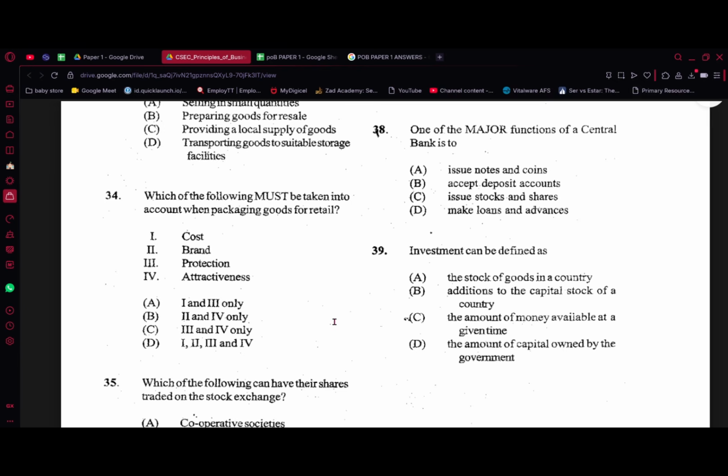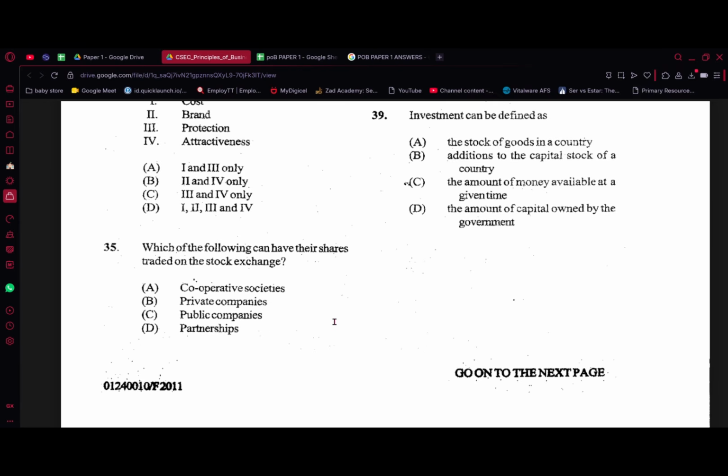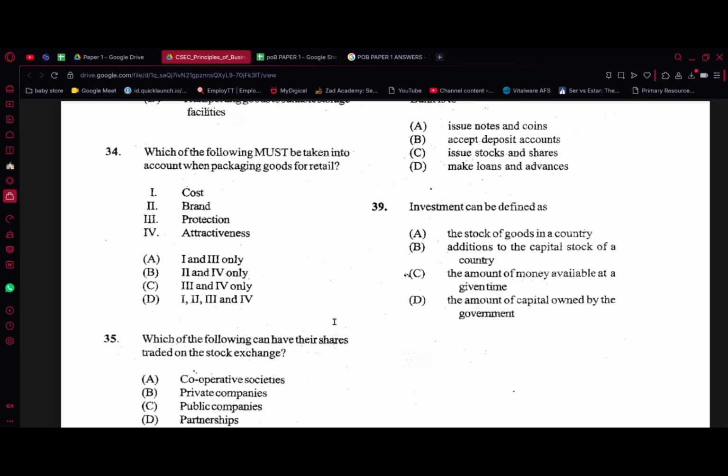The answer is D. Cost, brand, all of the above. So cost, brand protection, and attractiveness. 35. Which of the following can have their shares traded on the stock exchange? The answer is C. Public economies.